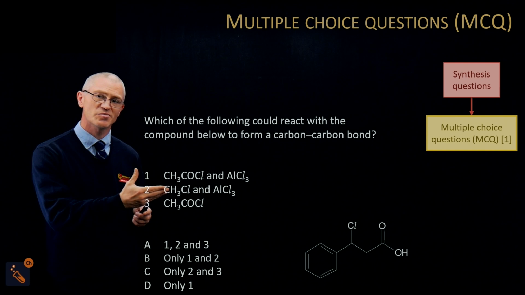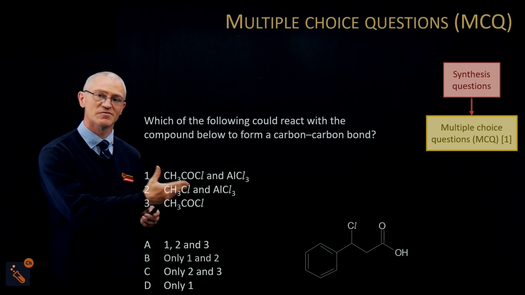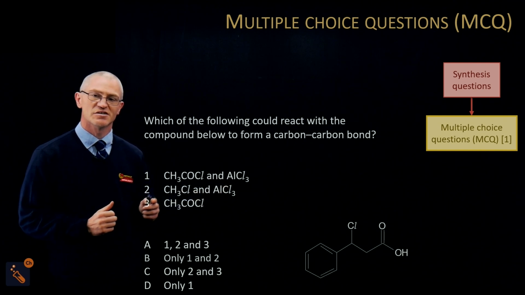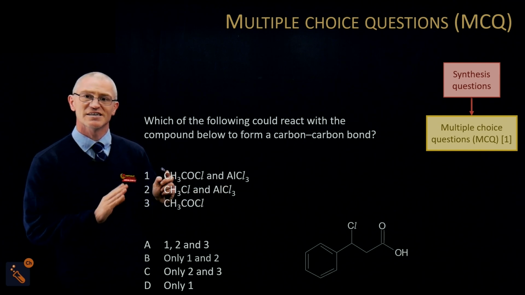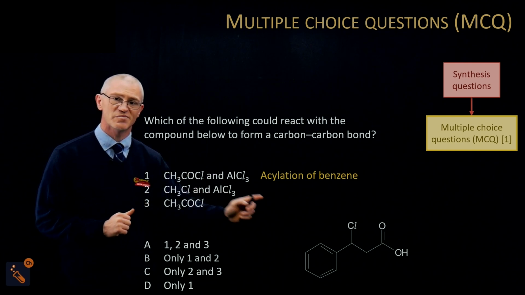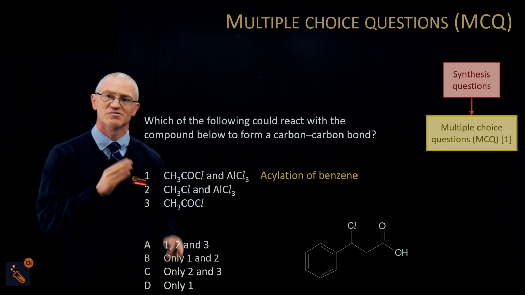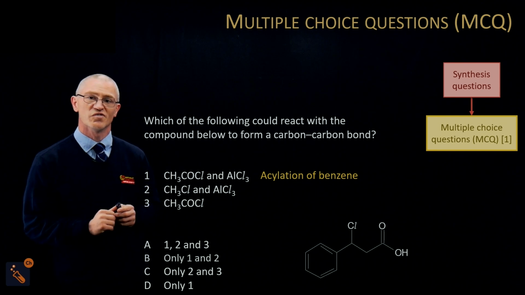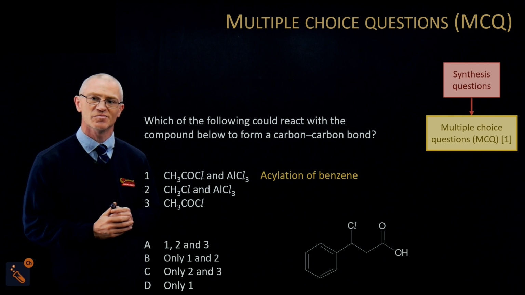This number 1, what type of reaction is that? Okay, we can see it's got an acyl chloride in it. We can see it's got aluminium chloride. That means it's acylation, an acylation of benzene. So do we have benzene? Yes, we do. So therefore, 1 will react, and that will put a carbon-carbon bond between this C and one of the C's on the benzene.